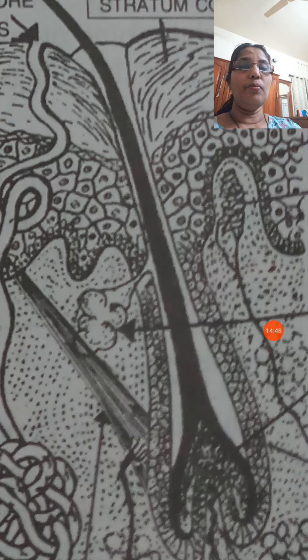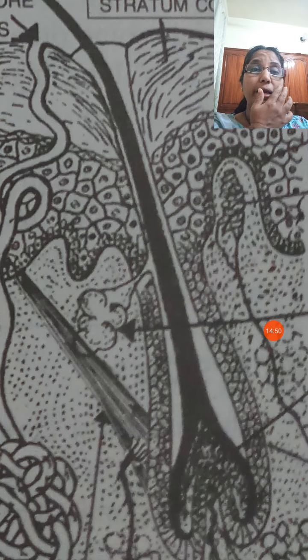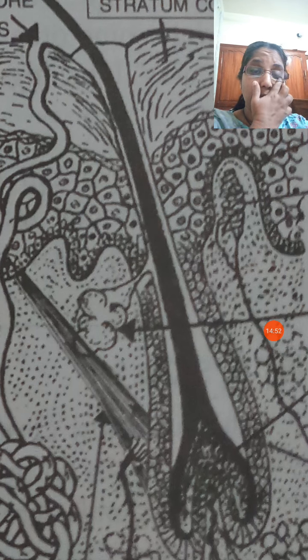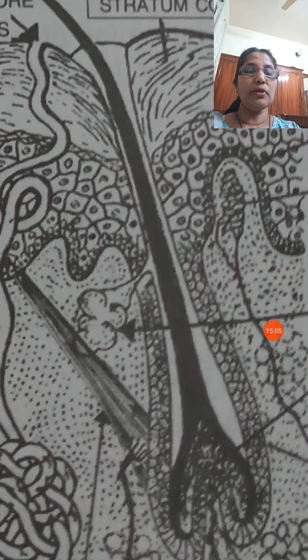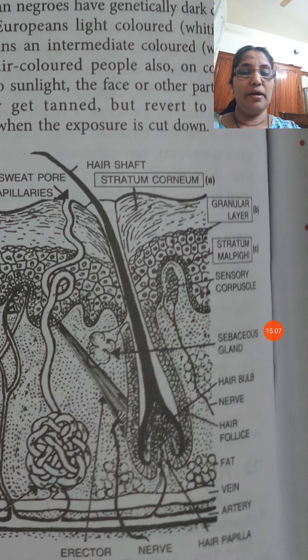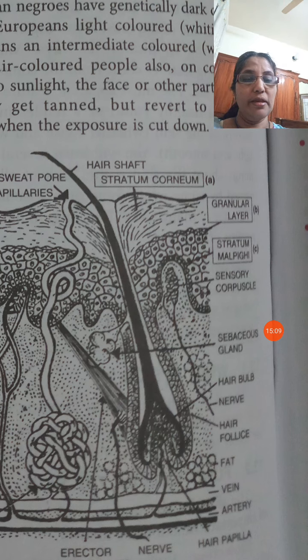Sebaceous glands are pouring oil at the base of the hair follicle. Some of the sebaceous glands are opening directly to the outer area of the skin, but some of the sebaceous glands are pouring oil to the base of the hair.